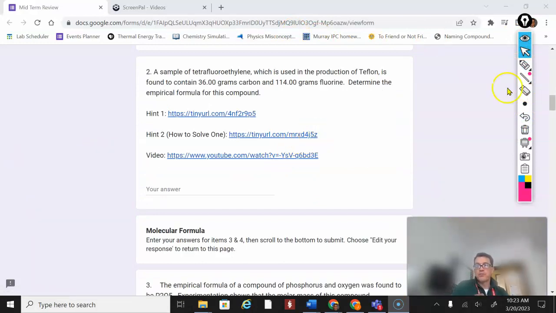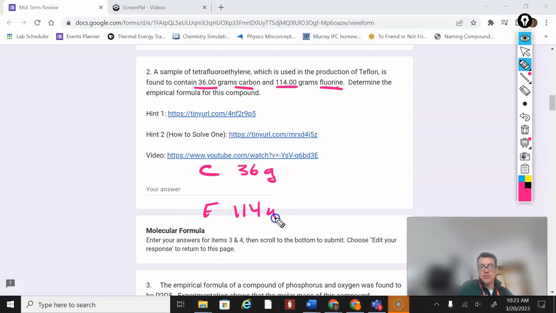Let's scroll down to number 2, which is the same kind of question, a little quicker to do because there's not as many elements and it's not in percentages. So I've got 36 grams of carbon and 114 grams of fluorine. I'll start with a C, start with an F. I've got 36 grams. I've got 114 grams. I'm going to divide by the molar mass. For carbon, it's 12.01. For fluorine, it's 19. This would tell me how many moles I've got.